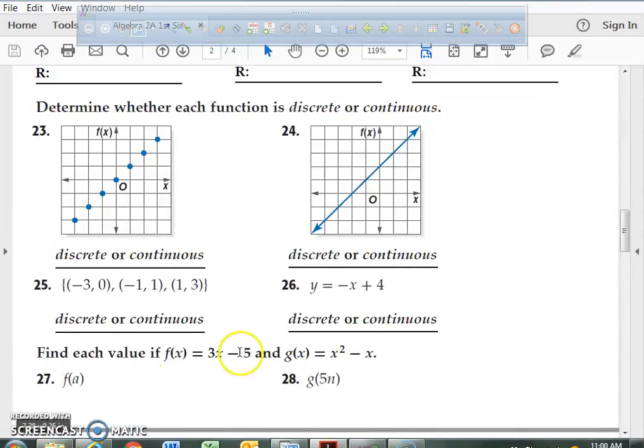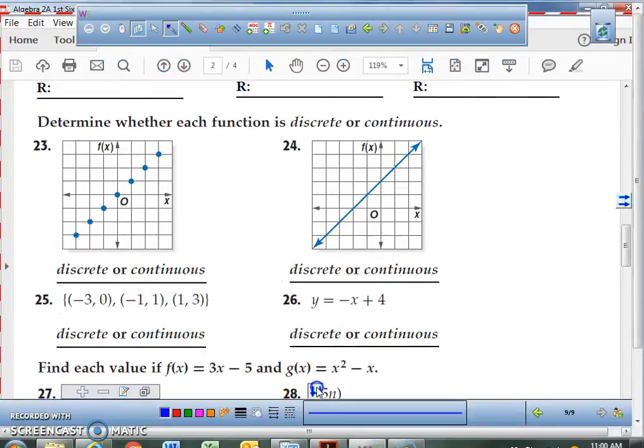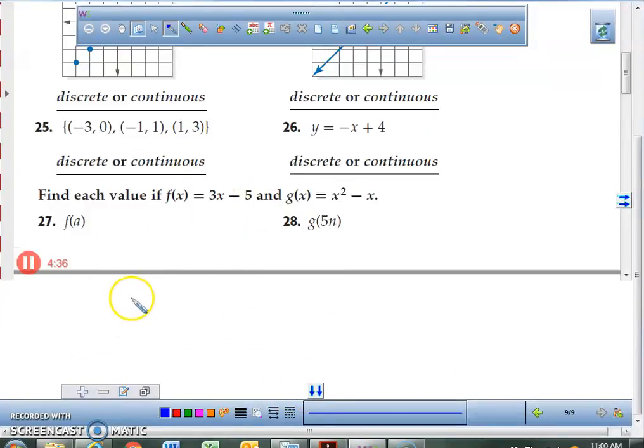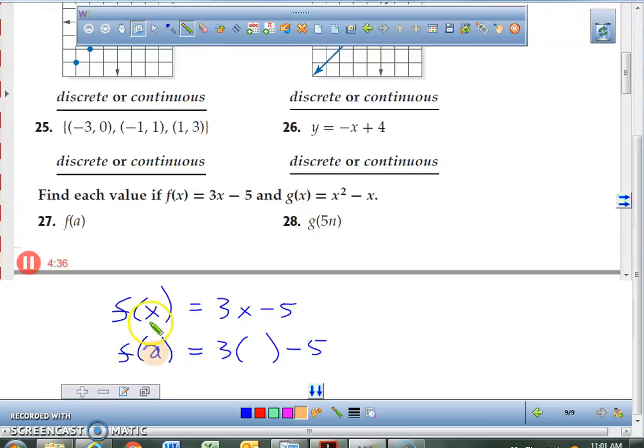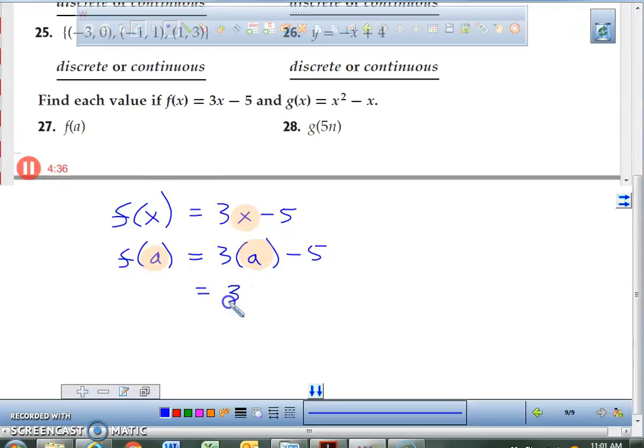Alright. Problem number 27 and 28. We're going to do both of these. First of all, you need to know that f of x is equal to 3 times x minus 5. This is true when you're plugging in x into your function. But if I say evaluate f of a, all you have to do is simply replace your term for x with an a. So your answer for number 27 would simply be 3a minus 5.